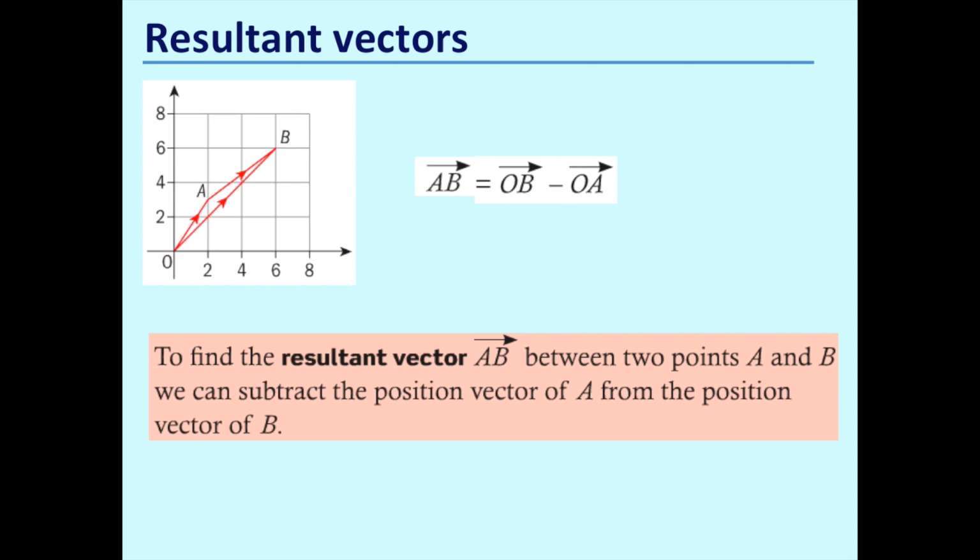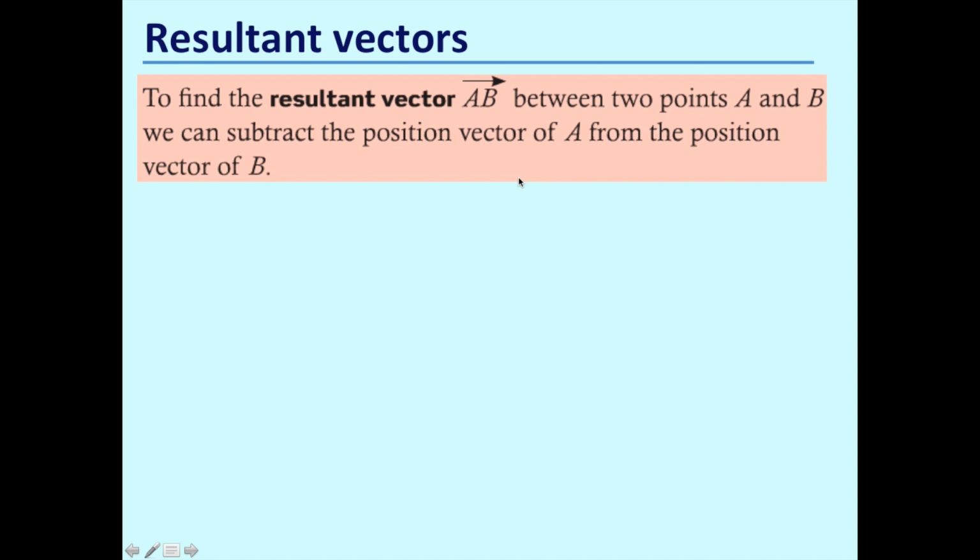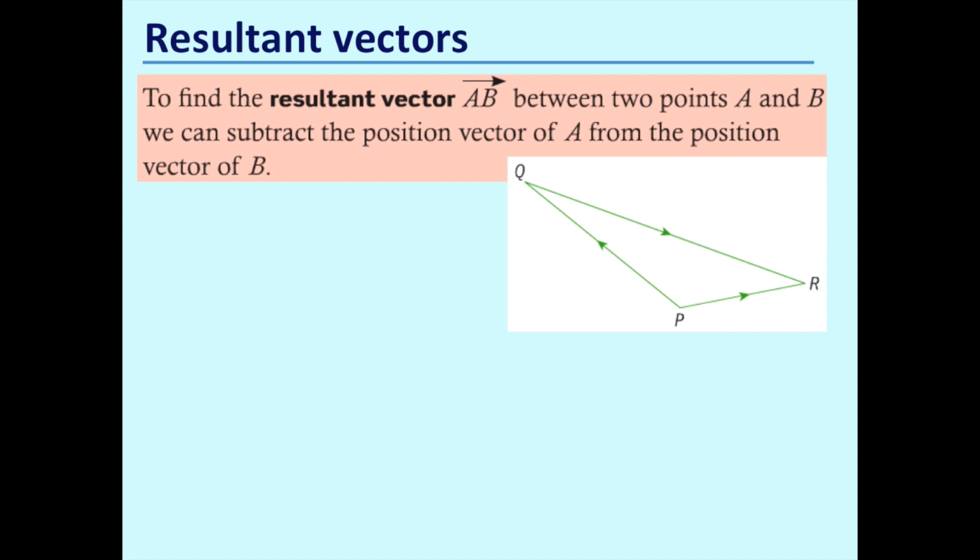So we've looked then at how we can find the resultant vector using the position vector. If I have here vector AB, I can find the resultant vector by subtracting the position vector of A from the position vector of B. Now we can generalize this. It doesn't have to be just the position vector. We can actually use this principle whenever we have vectors expressed relative to a constant position.